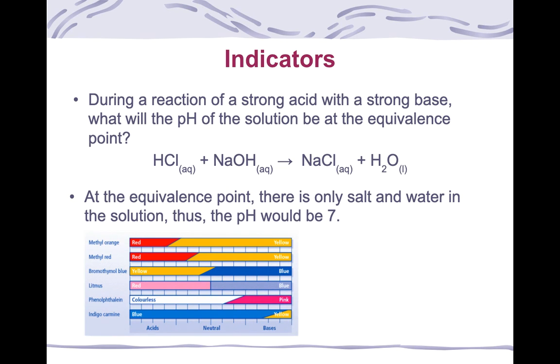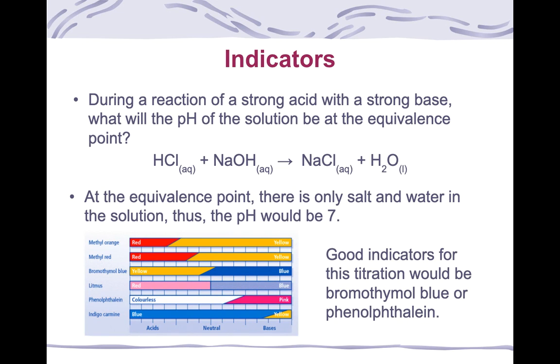So we would want to choose an indicator with an endpoint near 7 or neutral. So in this case, bromothymol blue would be good, and phenolphthalein is also a really common one that's used for titrations. The color changes a bit on the basic side of neutral, but because you're going to catch it just as soon as it starts to turn pink, it's pretty close.